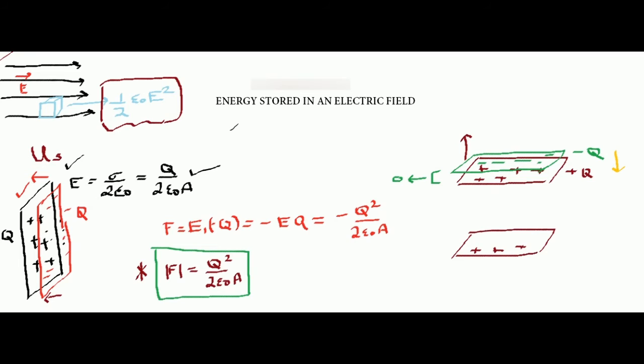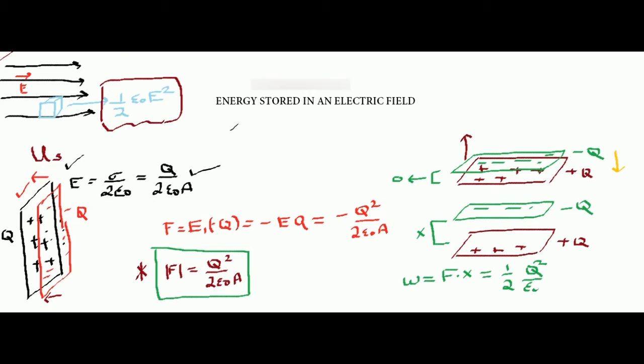So the first sheet has a positive charge plus q, and the second sheet, after so much hard work, I was able to pull the second sheet away from the first sheet through a distance of x. So what is my work done? My work done equals F into x. So this is my work done. So I can write this as half q square divided by epsilon naught A into x.